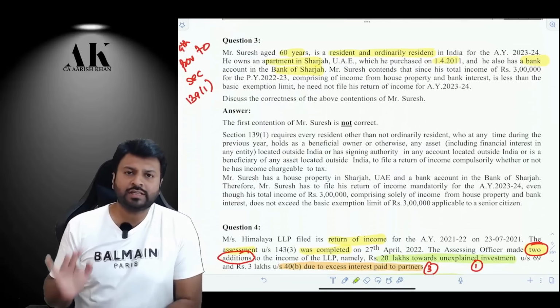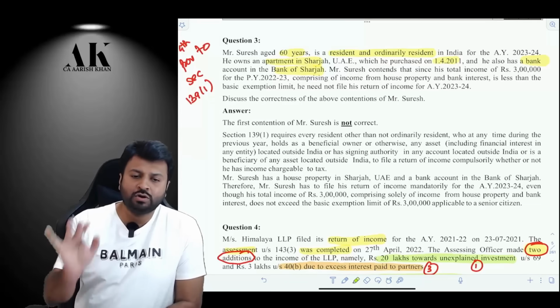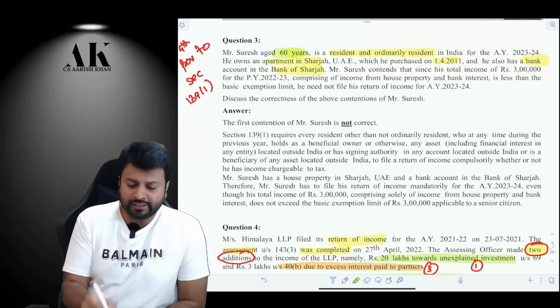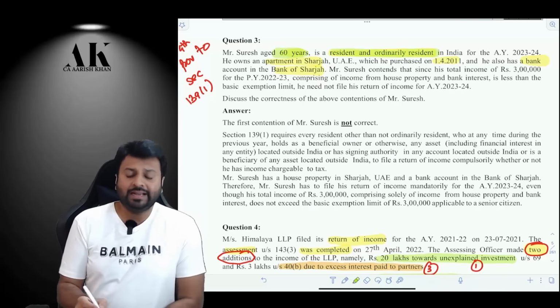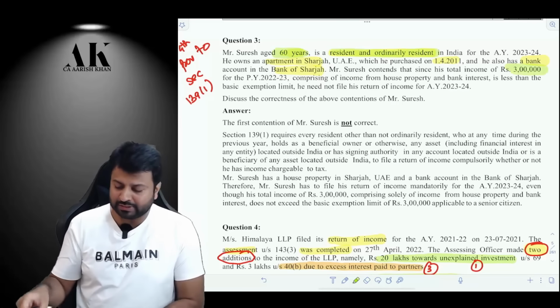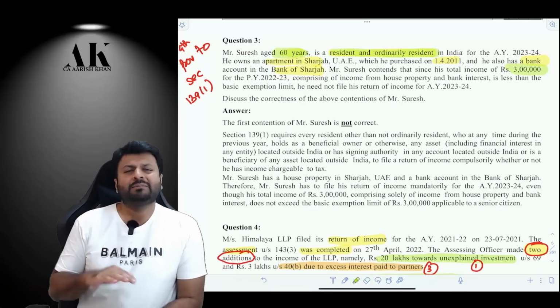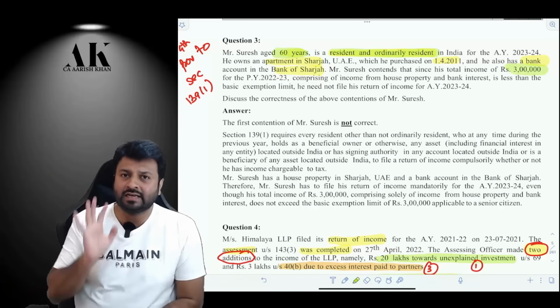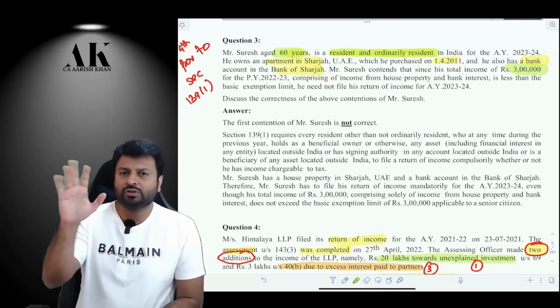Okay. The third question is a theory question, which is based on a person who is a resident, whose age is 60 years. He is resident and ordinarily resident, and his total income is what? His total income is 3 lakh rupees. Now he is asking, am I supposed to file the return? By default, if a person whose age is 60 years, for him the basic exemption limit is 3 lakh and he is not liable to file the return.